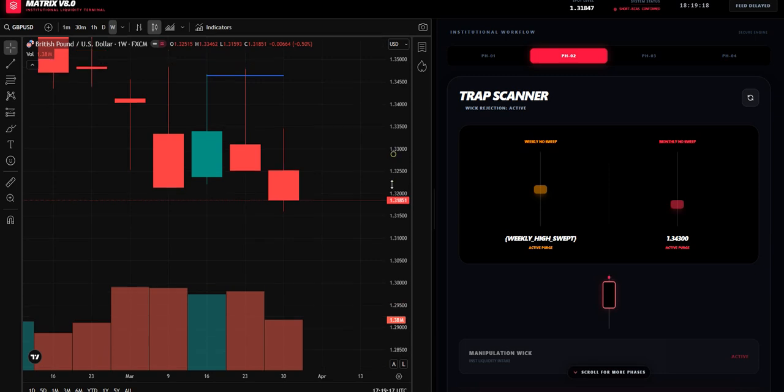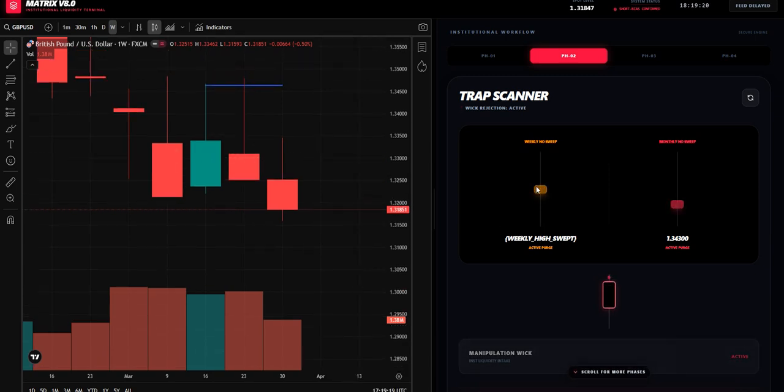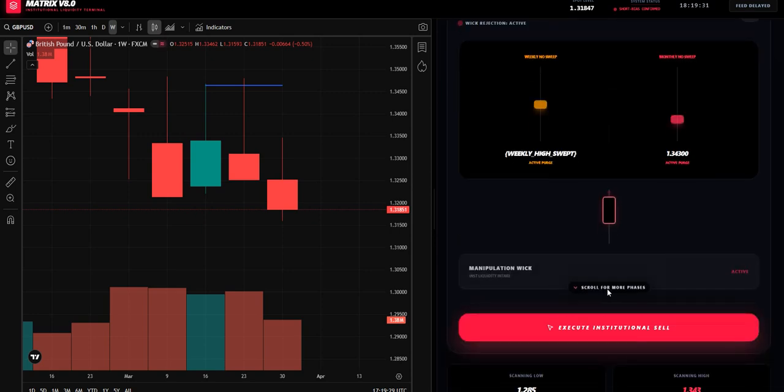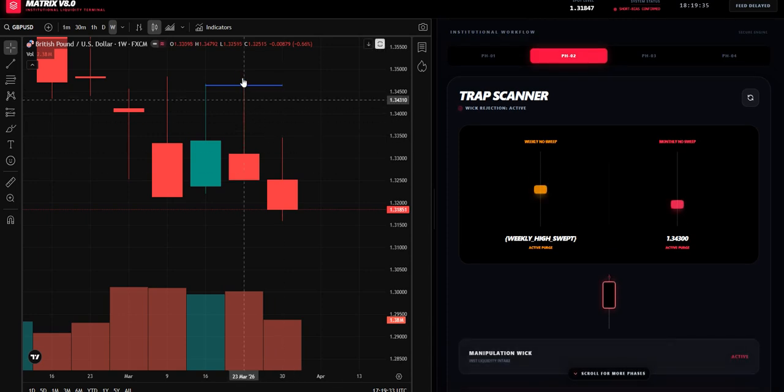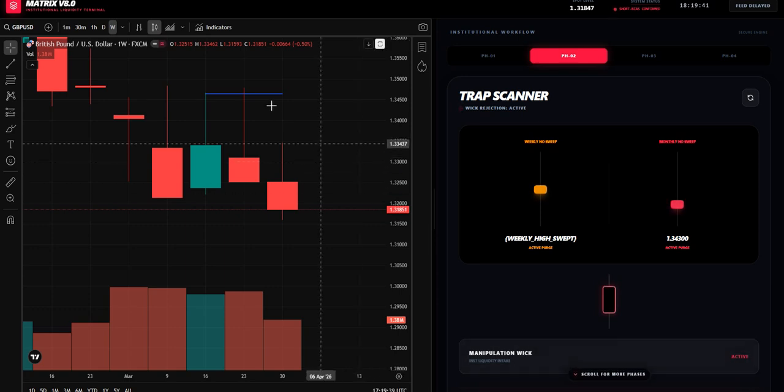Okay. Now what we have is the weekly. So weekly there's no swap. Now weekly swept the high. So the high has been swept. Done. And monthly there's no swept, so active purge, this purge is still going down. Now here we have manipulation week, liquidity intake. So pretty much the liquidity has taken this one there on the top, as you can actually see. So the weak rejection is still active. So this is a weak rejection. Now we also have a weak rejection from the top here, as you can actually see.